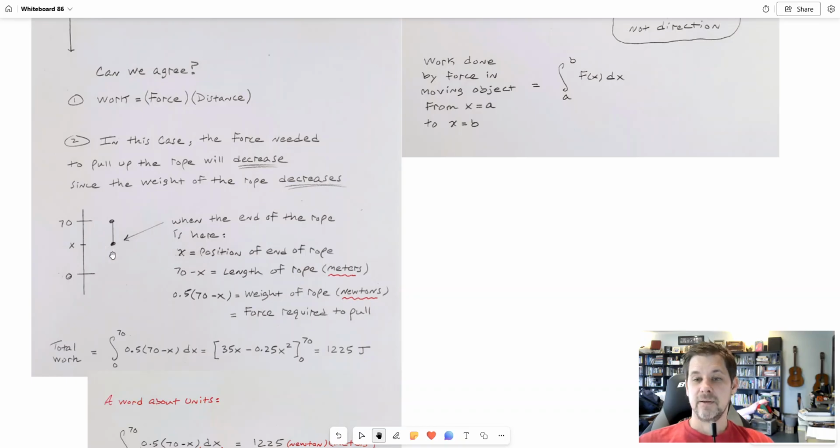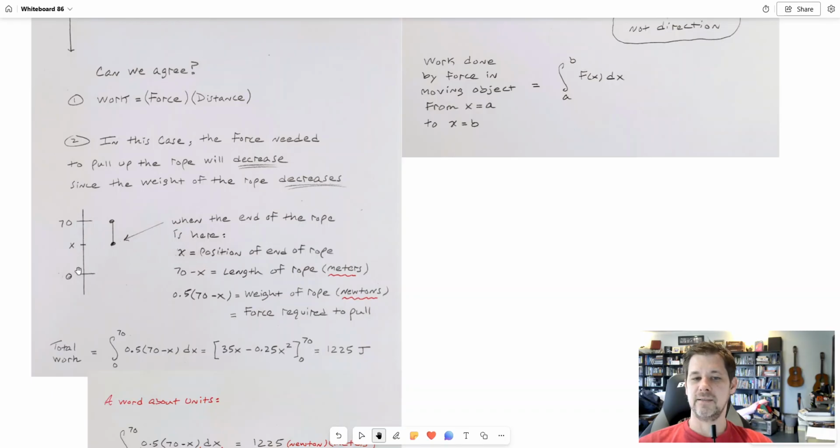Why is that? Because if I know how much the rope weighs, if I know its downward force from gravity, I know the force that has to counteract it to pull it up at that point, which will get weaker as it's pulled up. So I'll say X, that's the position of the end of the rope at some intermediate point as it's being pulled up. 70 minus X is the length of the rope in meters when the end of the rope is at position X. And you could test that out.